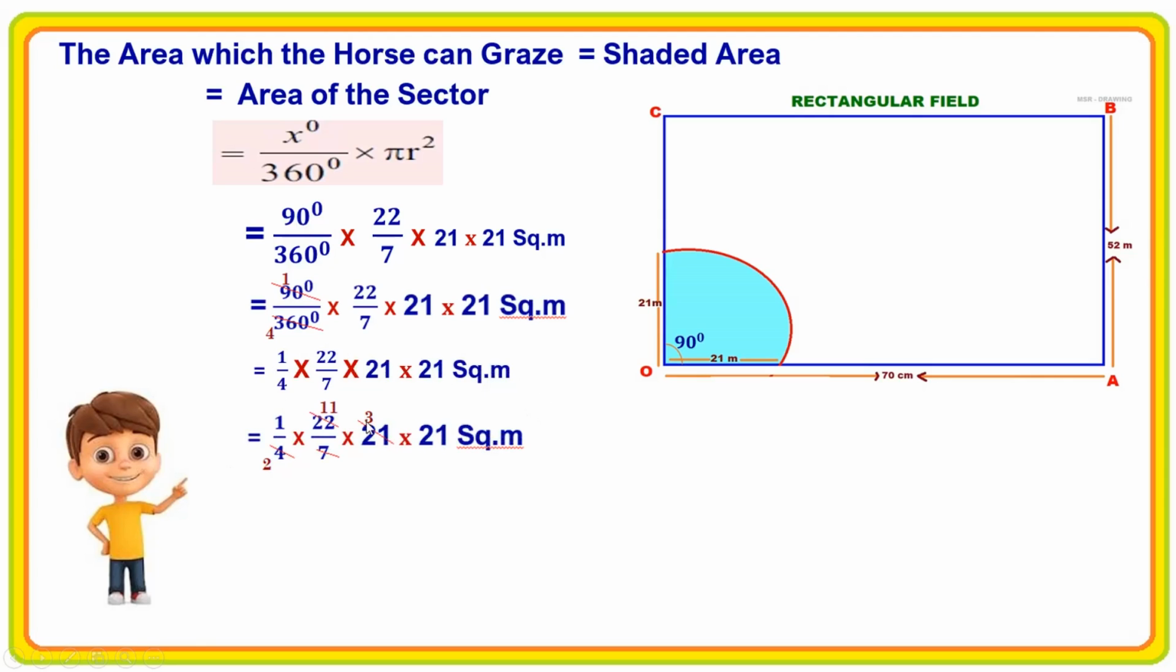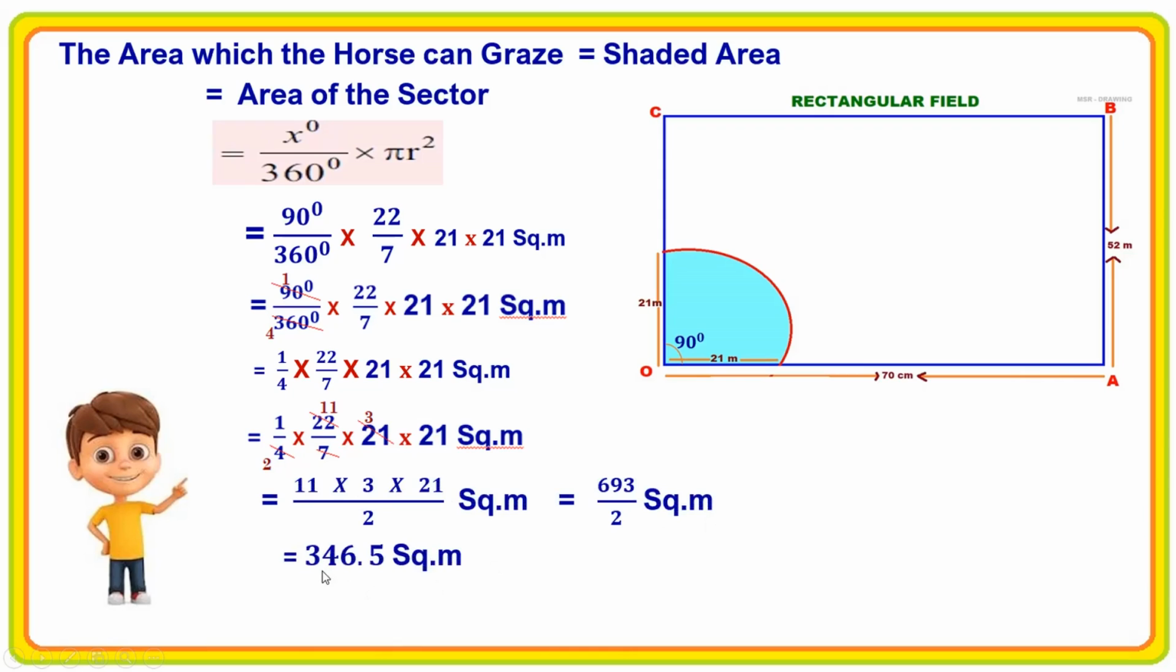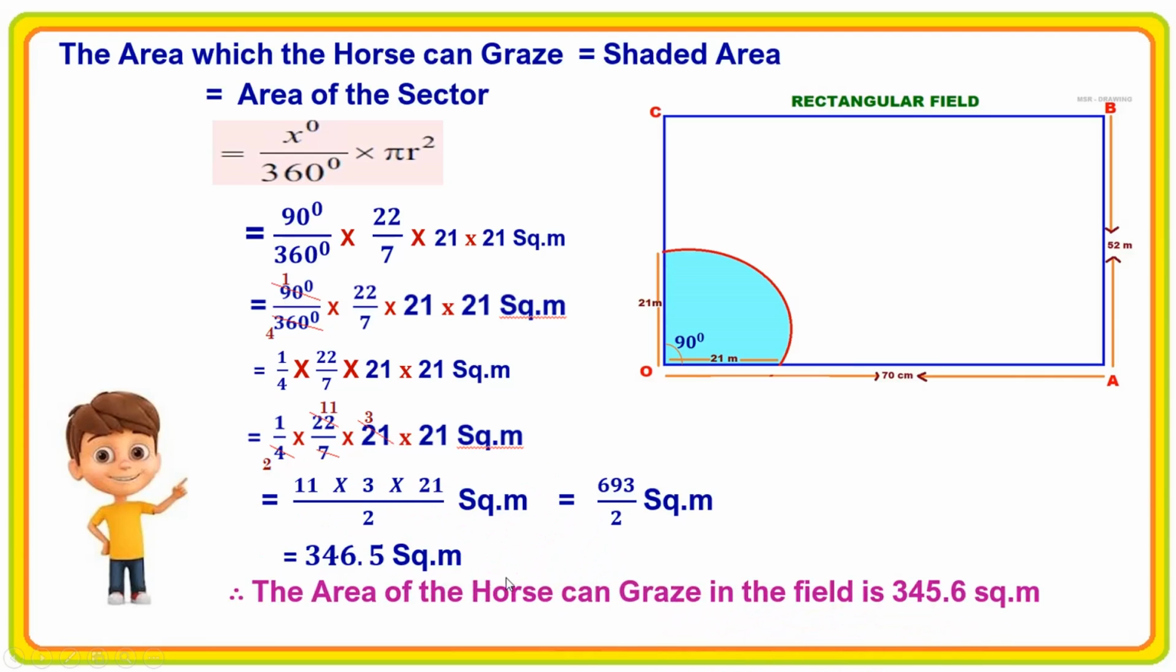Then after cancellation, we are left with 11 into 3 into 21 by 2 square meters, which is equal to 693 by 2 square meters. That is equal to 346.5 square meters. Therefore, the area the horse can graze in the field is 346.5 square meters.